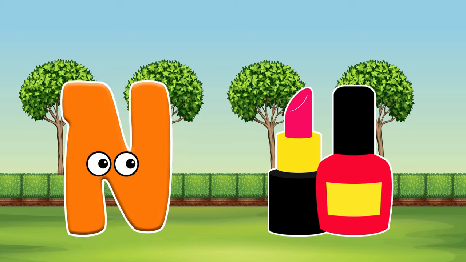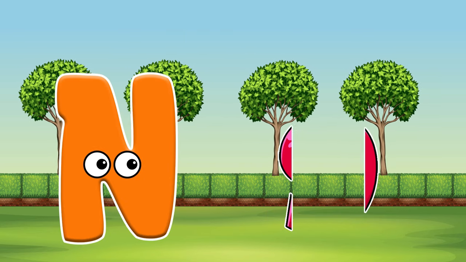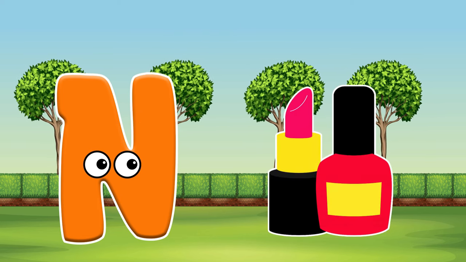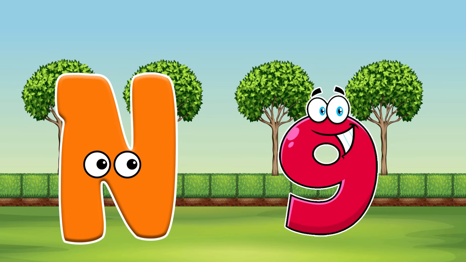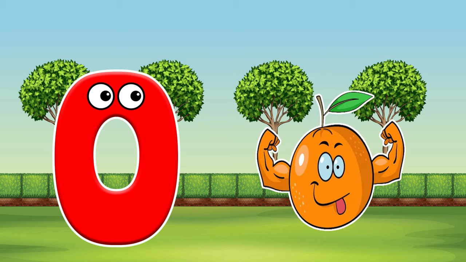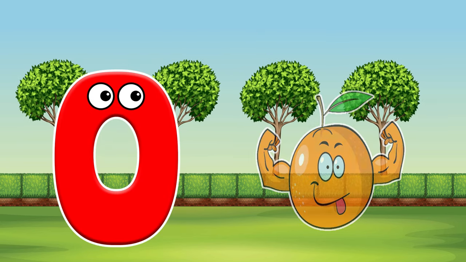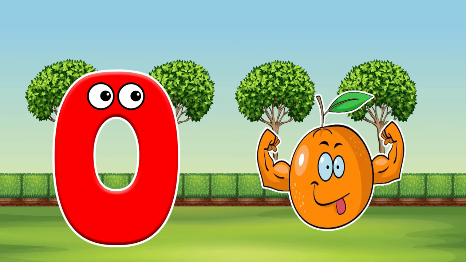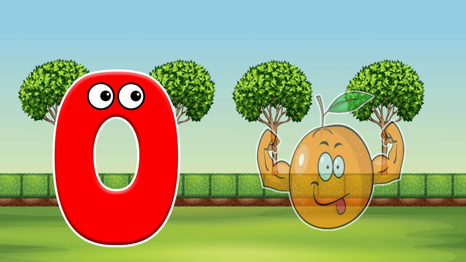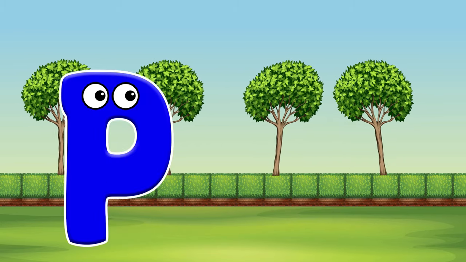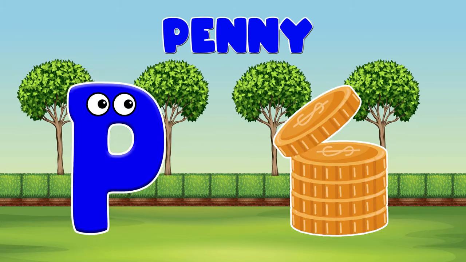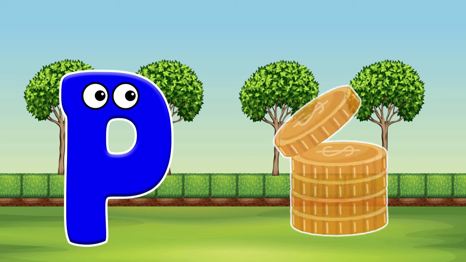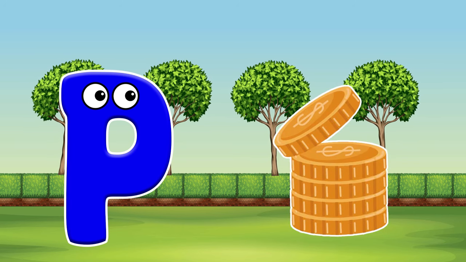N is for nail, n, n, nail. N is for nine, n, n, nine. O is for orange, o, o, orange. O is for oval, o, o, oval. P is for penny, p, p, penny. P is for pear, p, p, pear.